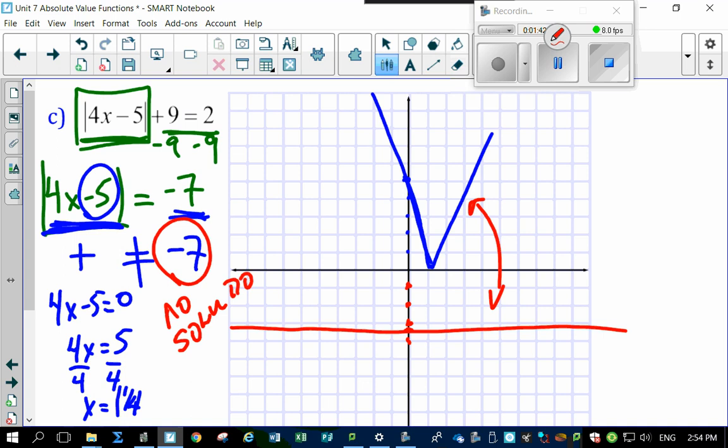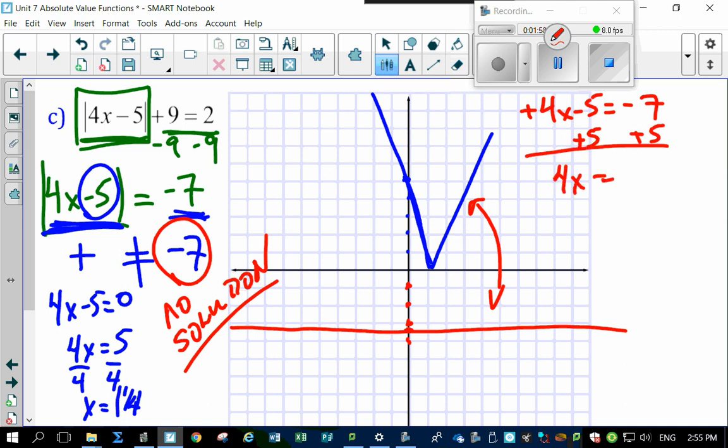Okay? And if you could actually figure this out algebraically, you can say, okay, I can look at the plus version of 4x - 5 = -7. I could actually algebraically solve this. Plus 5, you get 4x = -2, divide by 4, x = -1/2. Algebra tells you that there's one answer. Algebra will actually tell you that there are two answers. Why? Because don't forget, you have to do the negative version of this guy right here.